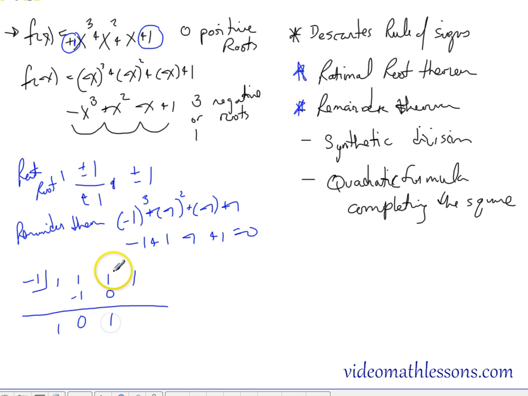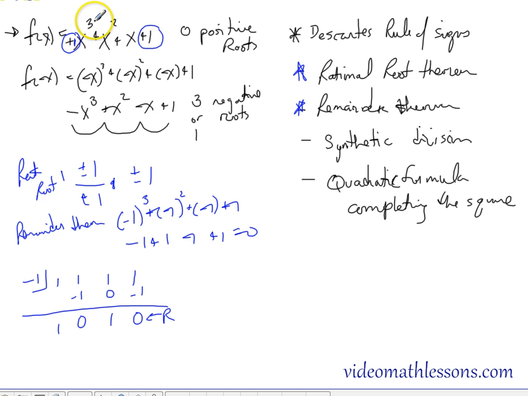Bring it down, do what it says, combine it. Multiply negative 1, this is 0. The back number is my remainder. I know the remainder was going to be 0 because I did it up here in the remainder theorem. So these are my coefficients for my new equation.